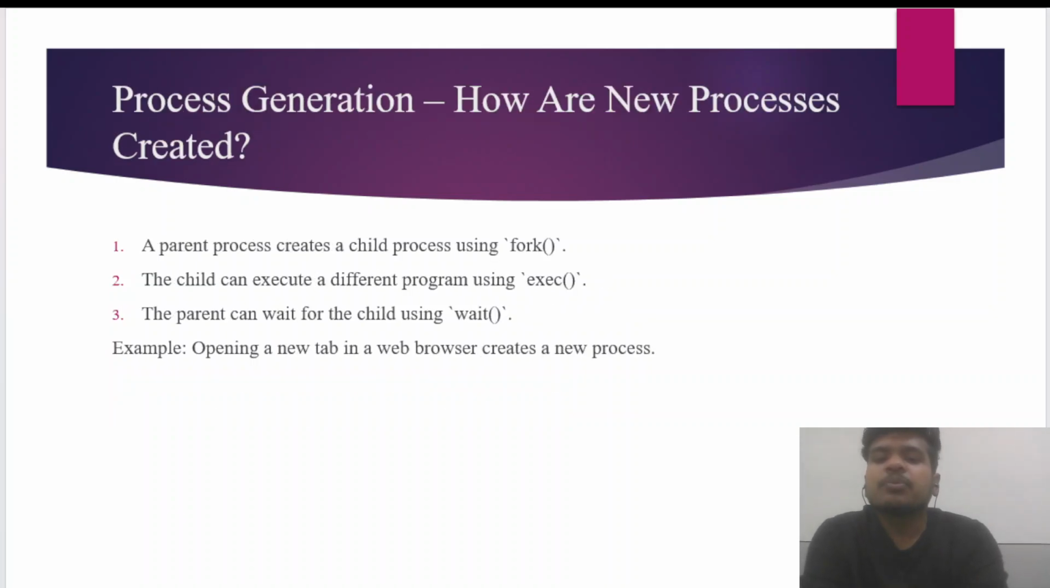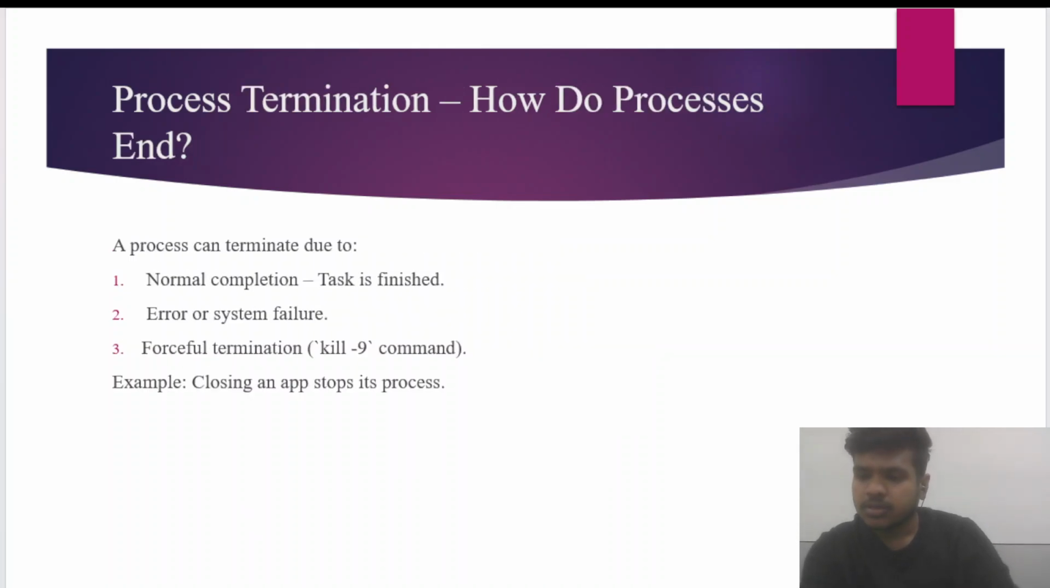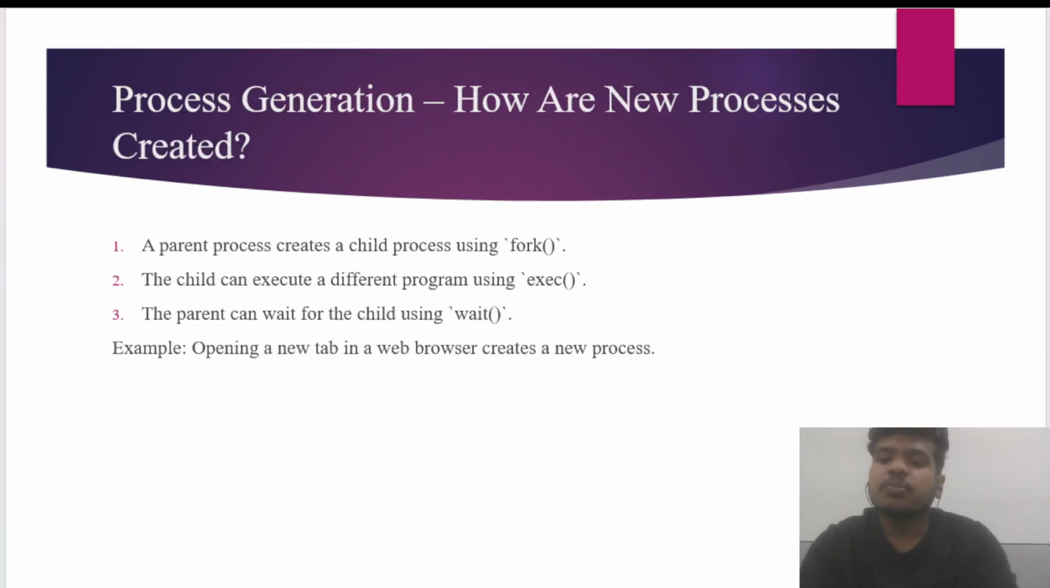Now, let us look at process generation. How are new processes created? Processes in an OS are created using system calls. A process that creates another is called a parent process, and the newly created one is the child process. What are the steps in process creation? Firstly, forking. Forking means the parent process creates a child.